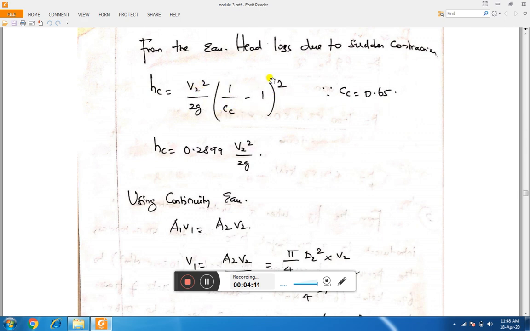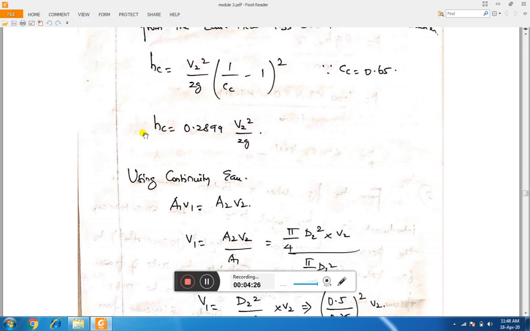Into (1 by Cc minus 1) whole square. Cc is given as 0.65, so quickly we can substitute Cc equal to 0.65 here. We will get (1 by 0.65 minus 1) whole square as 0.2899. Because V2 is not known, let us keep Hc as 0.2899 V2 square by 2g.